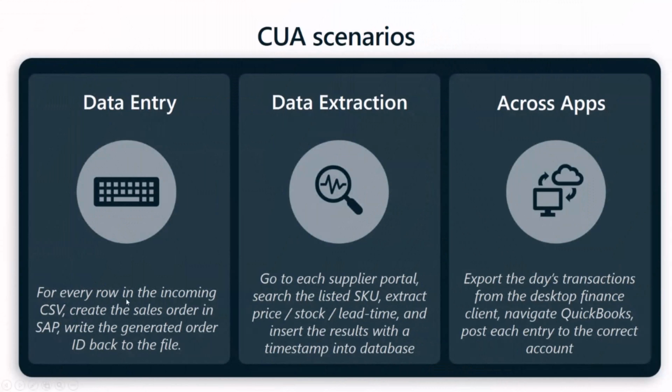Data entry: for every row in the incoming CSV, create the sales order in SAP and write the generated order ID back to the file. For data entry, you can use CUA. Data extraction, you can use CUA. All you have to do is type instructions. We will see how it compares to RPA.